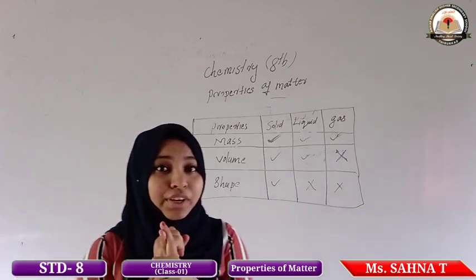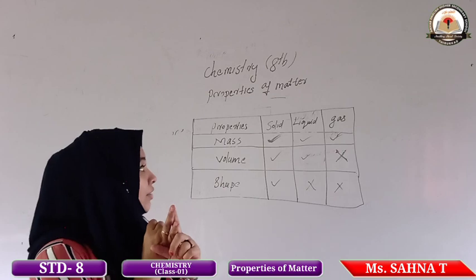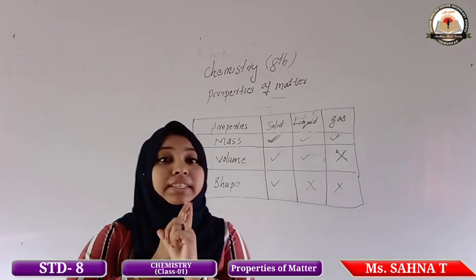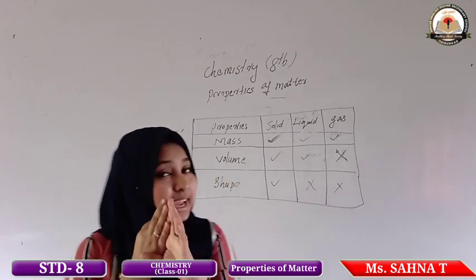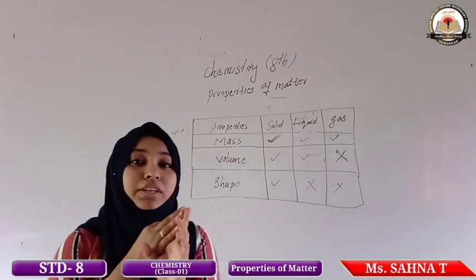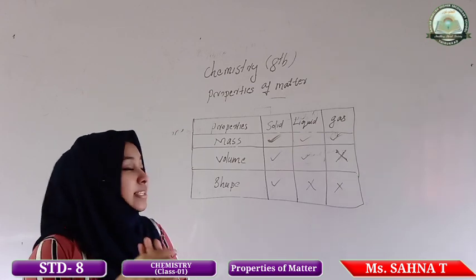Solid has a definite shape, mass and volume. Liquid has definite mass and volume, but does not have a definite shape. And gas has mass, but does not have definite volume and shape. These are the properties of matter.